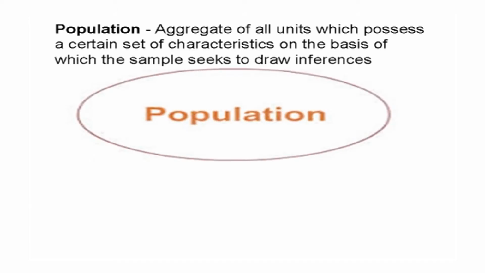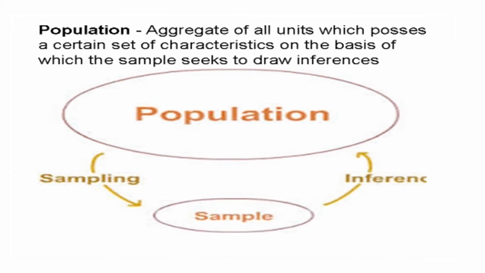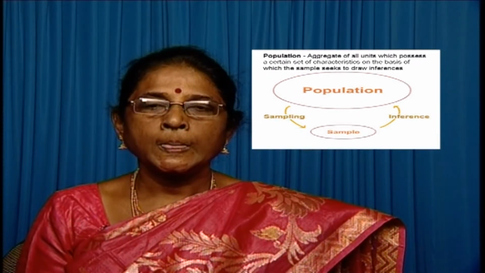Population refers to the aggregate of all units which possess a certain set of characteristics on the basis of which the sample seeks to draw inferences. The term universe is a similar term to population. It refers to the total of all the units in the field of inquiry. Thus, all units in any field of inquiry constitute universe. For example, in a study on smokers in an area, say Chennai, all the smokers in Chennai constitute the population.